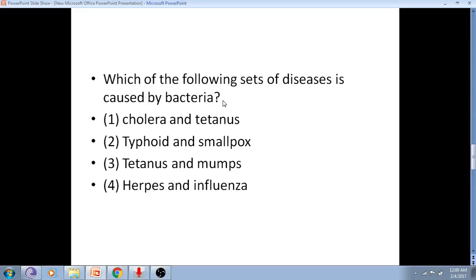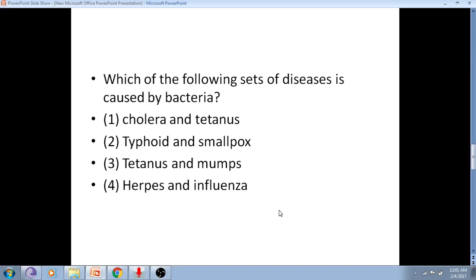Then you should try to recall what are the bacterial diseases that I know, what are the viral diseases that I know, what are the protozoal diseases that I know, and then you should look for the options. You should try to see each and every option. Cholera is caused by bacteria, tetanus is caused by bacteria. You got the right answer, but yet you will look at all the three other options and try to figure out how typhoid is caused, how smallpox is caused, how tetanus is caused, how mumps is caused, how herpes is caused, how influenza is caused.